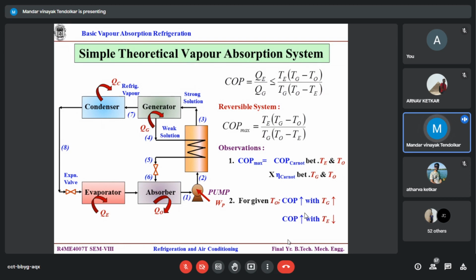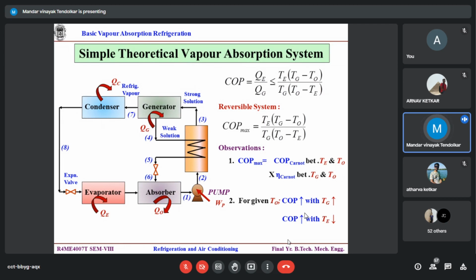So you can optimize for the given T naught, because T naught is something which is not in your hand. Environmental temperature can be anything. So for the given T naught, you want to increase the COP, increase TG, correct? And reduce TE.